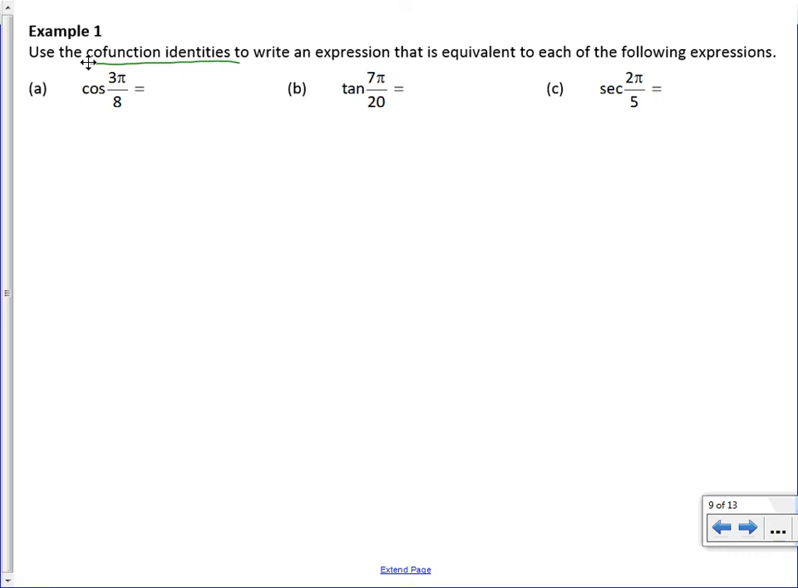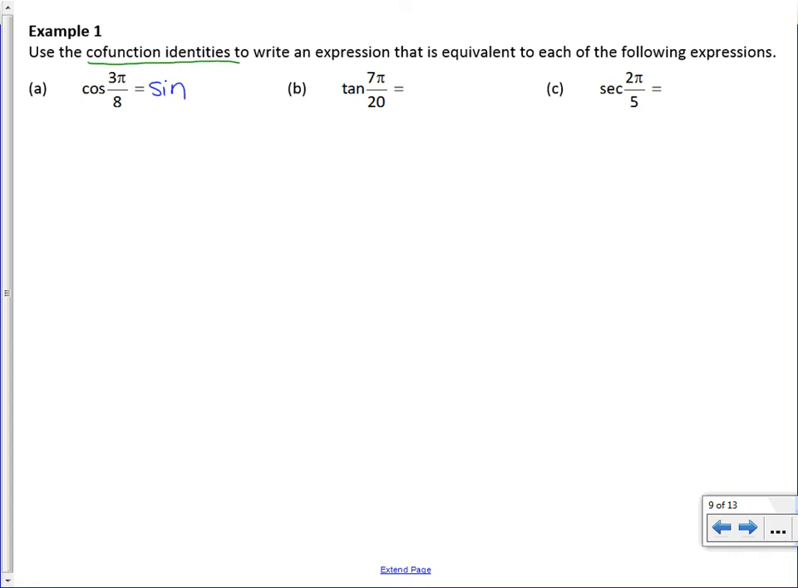What's the co-function of cosine? Good. You just got half a mark from me. Congratulations. Now I want the correct angle. I need the complementary angle of 3 pi over 8. How do we find complementary angles? What's the rule for degrees? If this was cosine of 10 degrees, you would go 90 minus 10. Well, what are you going to do for radians?